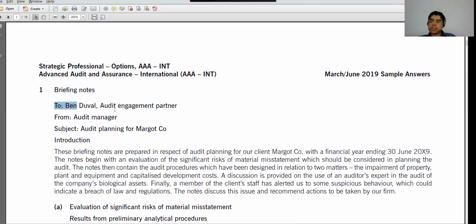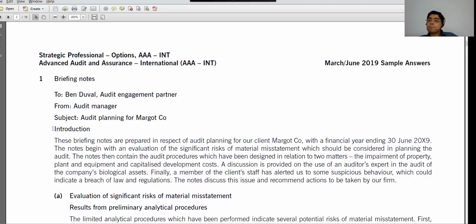It has to be directed to the audit engagement partner from the manager. It has to have a subject. Then it has to have headings, introduction. Now, in the introduction, it has to be brief. It just has to park the relevant requirements. I mean, these briefing notes are going to cover the significant risks of material misstatements.